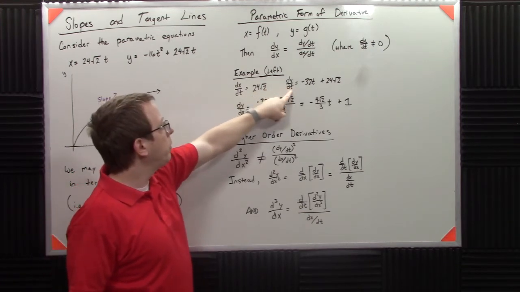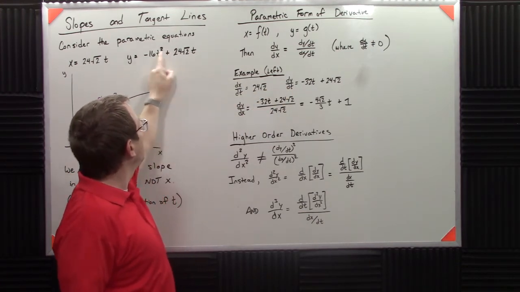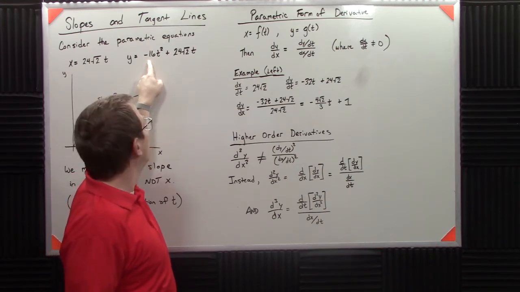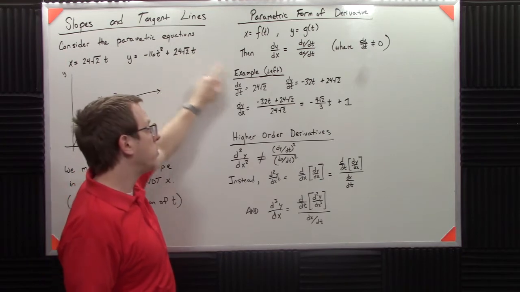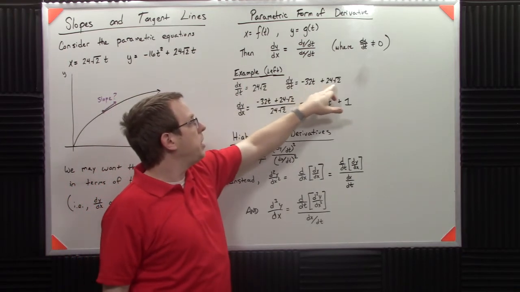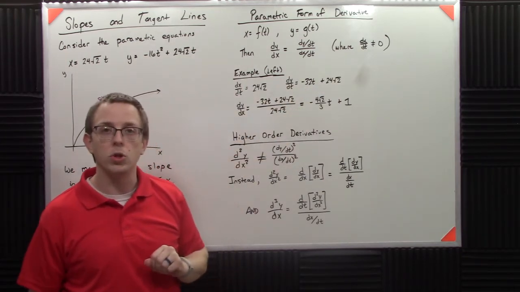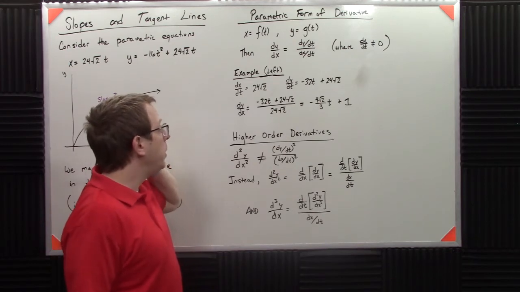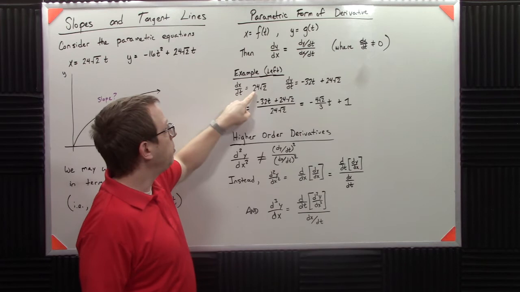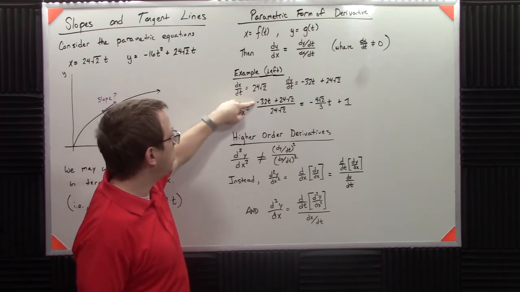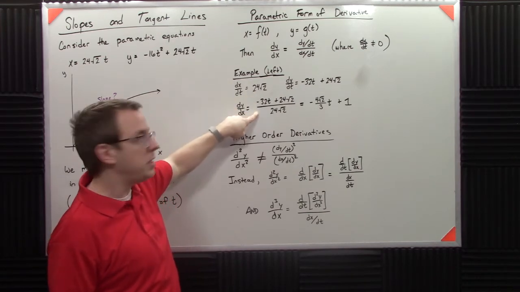And then the derivative of y with respect to t, power rule brings down the power, so you have negative 32t, and then the t disappears here as well. So you have negative 32t plus 24 square root of 2. Then to get dy/dx, you take dy/dt and you divide by dx/dt. So dy/dt divided by dx/dt.